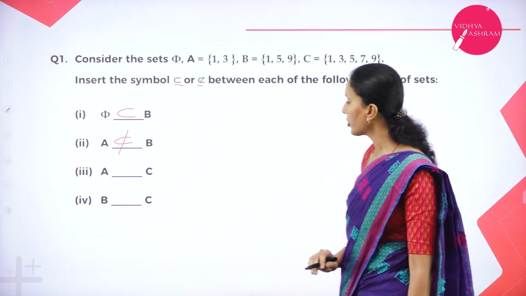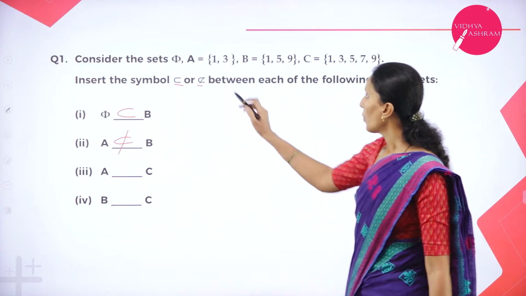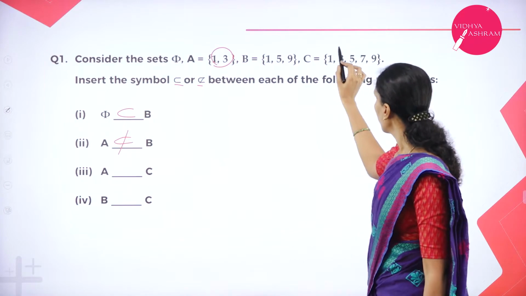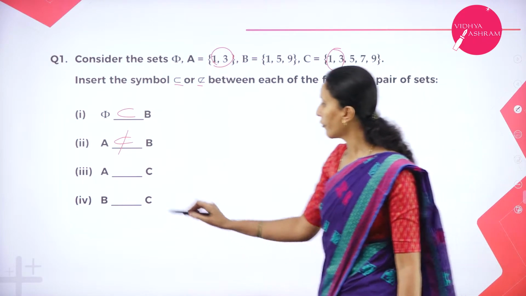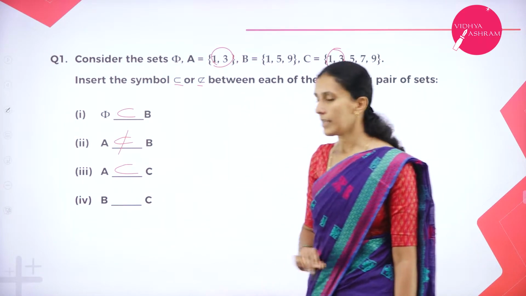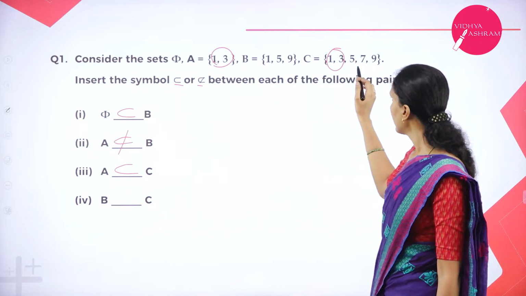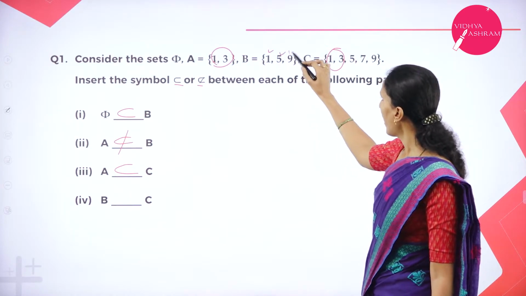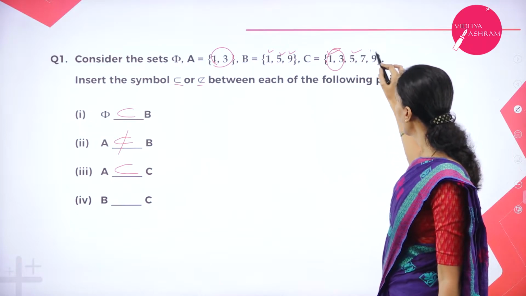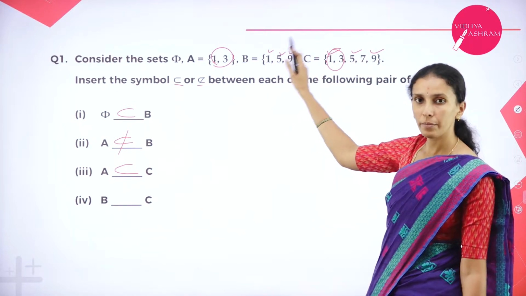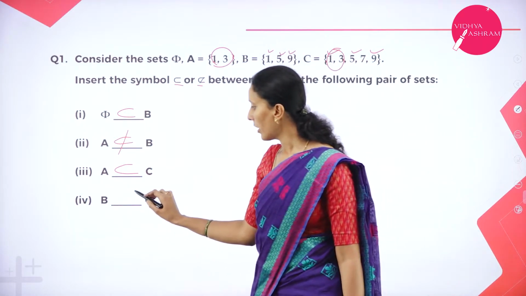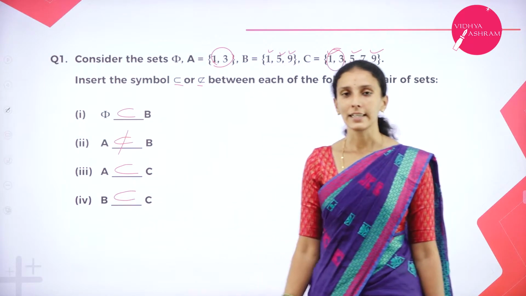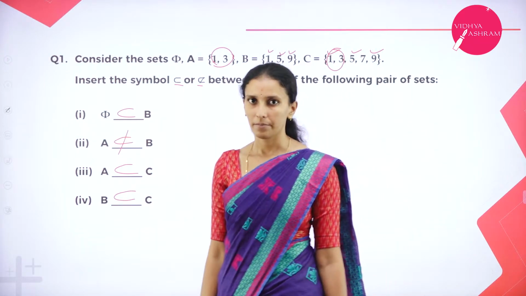Coming to the third question, A and C. We have 1, 3 in C. So therefore, we can clearly write it as a subset. B and C. B is 1, 5, 9. C also contains 1, 5, 9. So all elements of B are present in C. So therefore, we can write B is a subset of C.